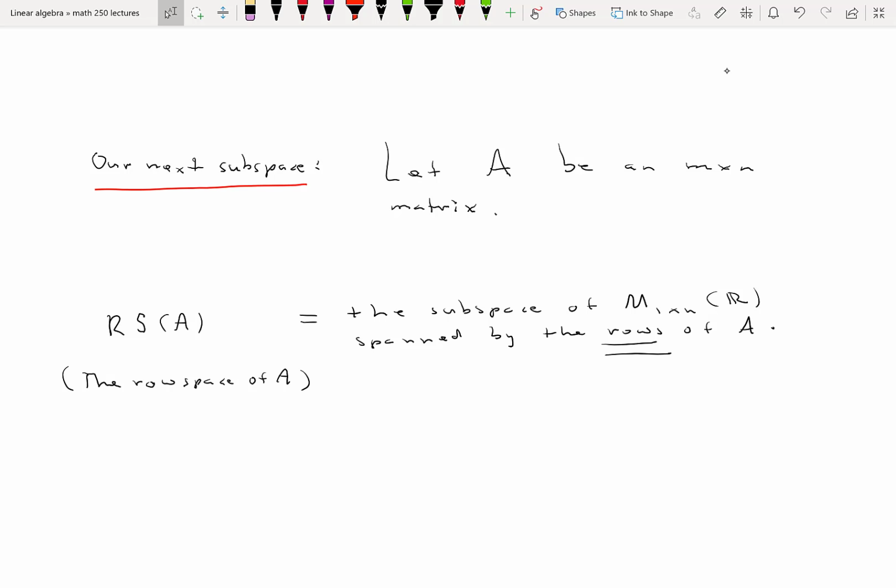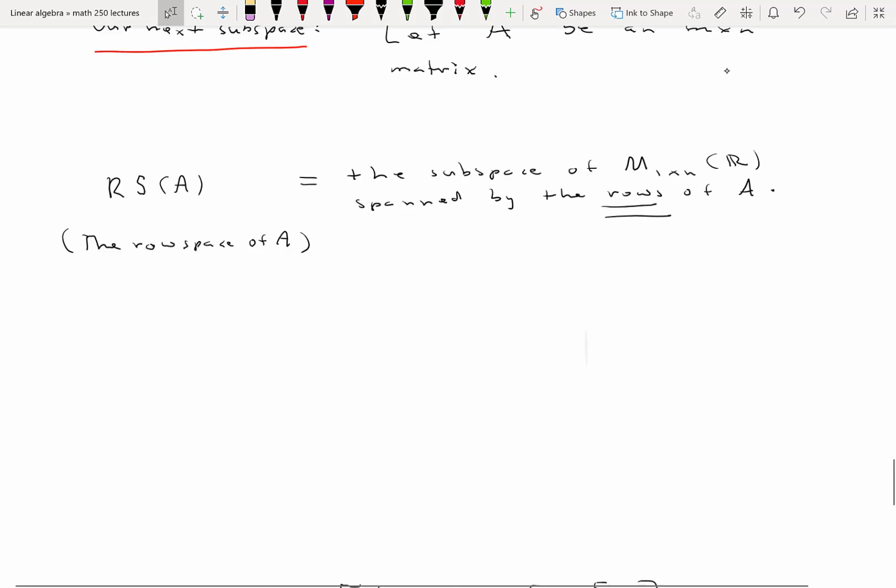So let's take a look at what we're talking about. I want to do two things. I want to make sure you understand what we're talking about, and then I want to show you a really nice 4-step procedure for finding the basis for the row space.